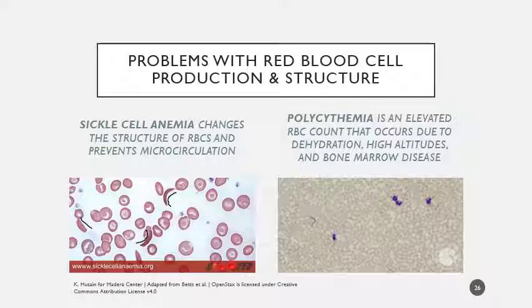In the hematocrit, we also talked about polycythemia. That's when you have an elevated red blood cell count, usually due to dehydration, but also to high altitudes and bone marrow disease.